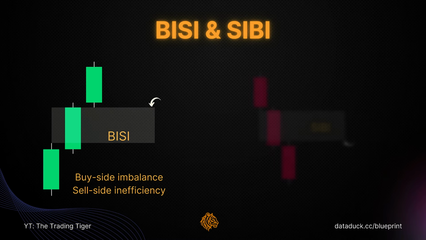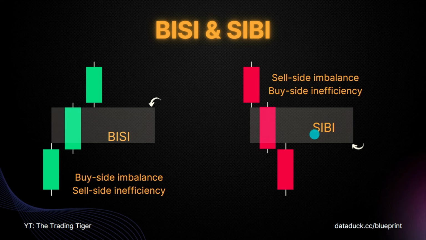On the flip side, a bearish FVG, or sell-side imbalance and buy-side inefficiency, occurs when the market plunges so fast that buyers are left scrambling.